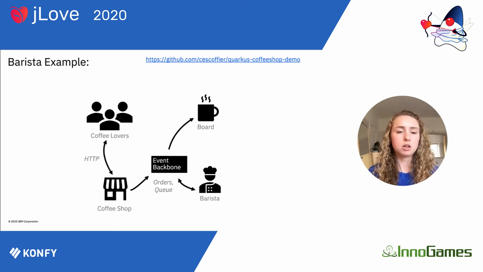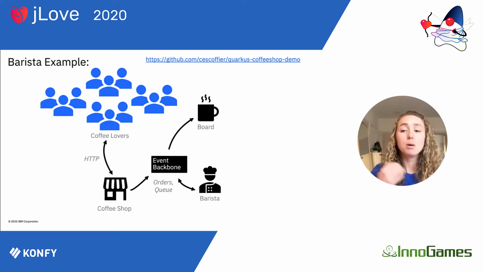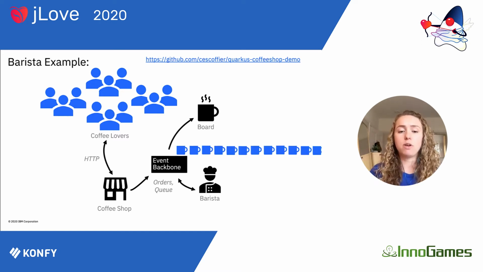So in this example, we've only got 3 coffee lovers currently, but there are not only 3 coffee lovers in the world. So what happens when we have a huge influx of coffee lovers to our coffee shop? More coffee lovers means more coffee orders. So now our coffee lovers don't have to wait at the till, but they are putting in more coffee orders, which are being uploaded to our event backbone so that our barista can read from them and see which order's up next.